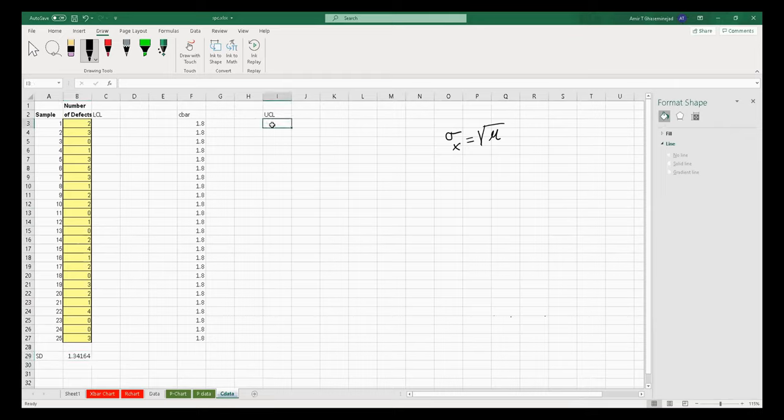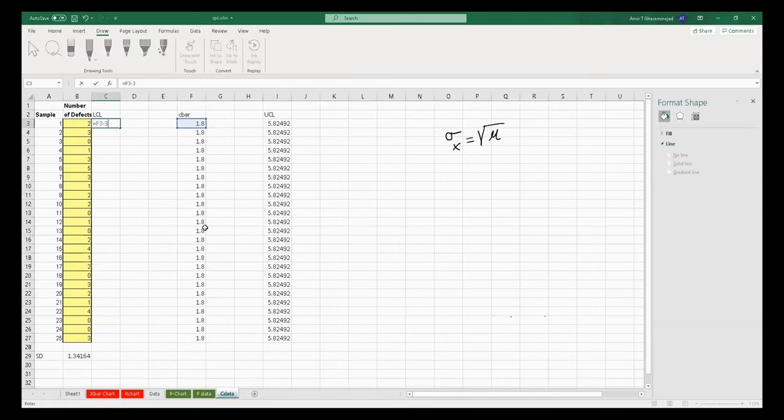The upper control limit equals the center line plus three times the standard deviation. And for the lower control limit, it is negative, so zero. Yes, zero.